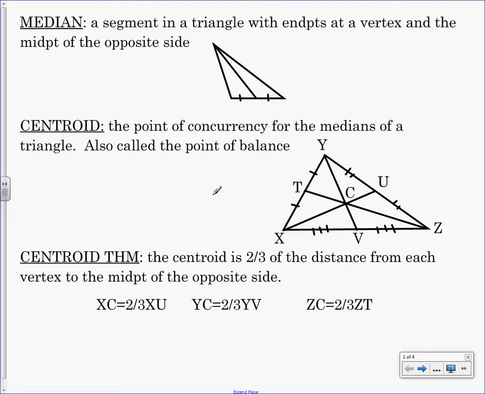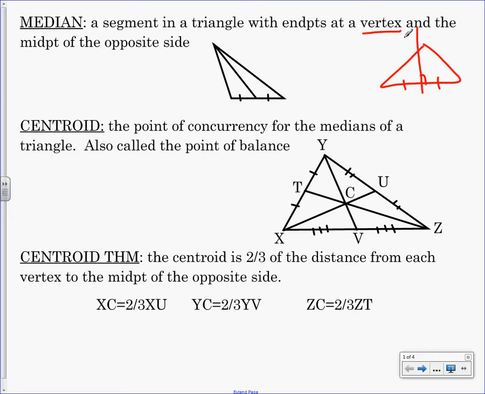So the first word here is median. You should kind of remember, median means what? Middle, something about the middle, right? So a median of a triangle has to start at the vertex and then it goes through the midpoint of the opposite side. The difference between today and yesterday is that the perpendicular bisector of a triangle did not have to go through a vertex. It could have gone off on the side somewhere. So today, the median and the altitude, they have to go through the vertex.